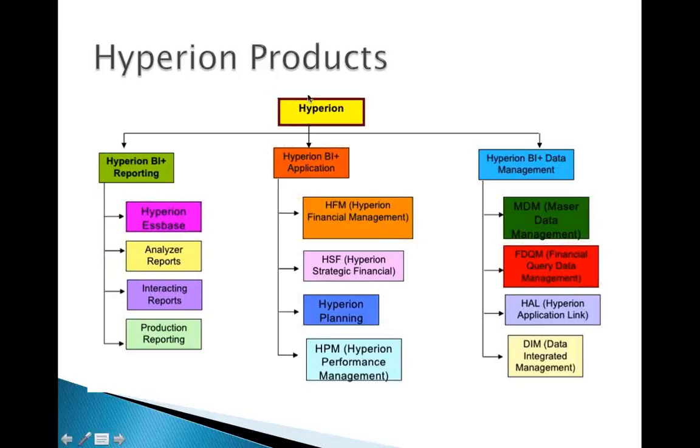These are the products under Hyperion. These are all reporting tools: Interactive Reporting, Production Reporting, Analyzer reports, and Essbase. We also have applications which can be handled online, like Workspace, as we call it here, which works through URL links.